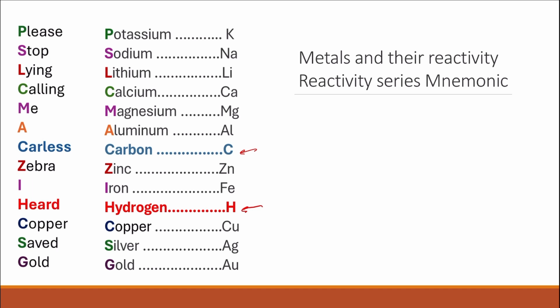The following mnemonic can help you memorize the order of the metals in the reactivity series. It says, please stop lying, calling me a careless zebra. I heard copper saved gold. So if you can memorize this mnemonic, that can help you memorize the order of the metals in the reactivity series, including where you can find the carbon and the hydrogen.